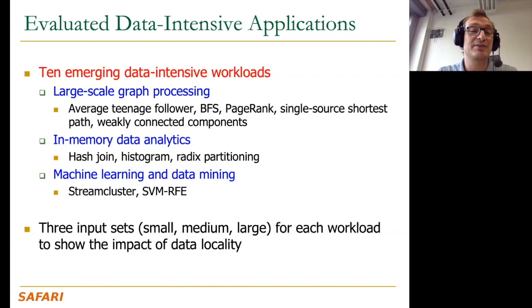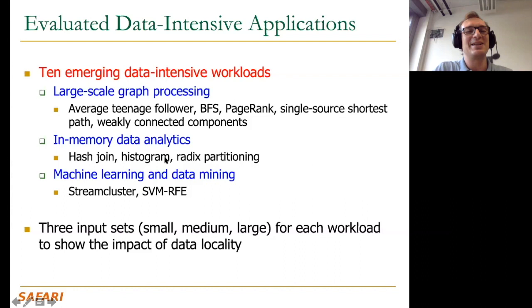I think the paper has a very good set of workloads, for example, that are diverse. But you can always do better. You can always say, why didn't you examine 100 workloads, right? Or 1,000 workloads, or 1,000,000 workloads. There's no end to it. So we did pick 10.